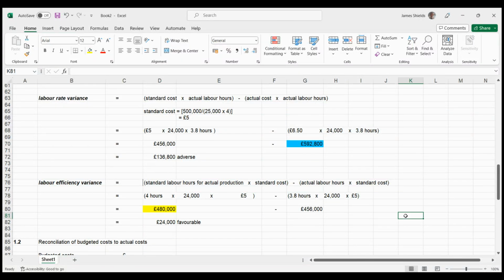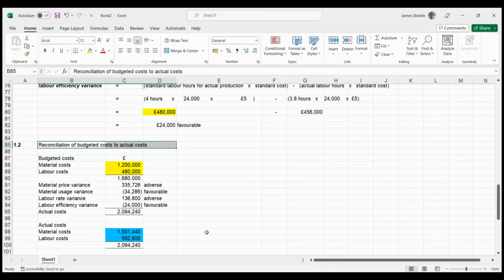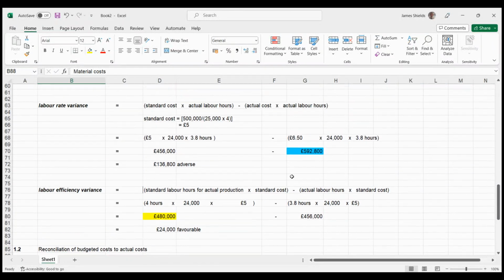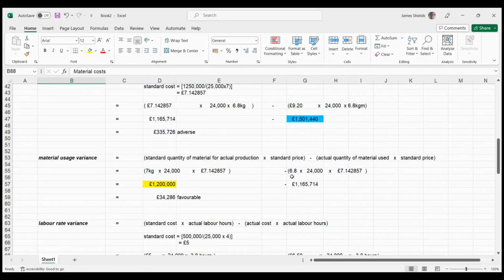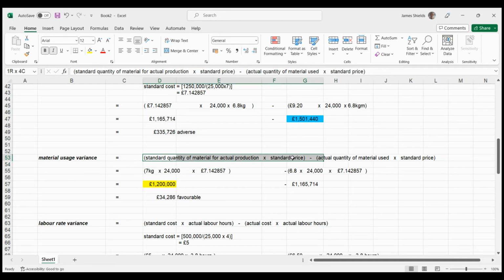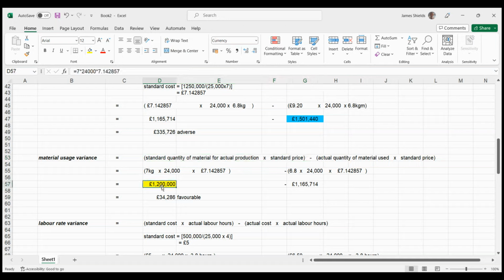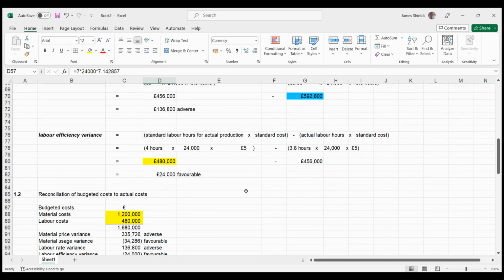So that's the first part of the question. Now, in the second part, you've got to reconcile the budgeted costs to the actual costs. So the first thing we need to know is what are the budgeted costs. So the budgeted cost of material, well, go back to part 1 now. You go to your material usage variance. We've got a standard quantity of material for the actual production times the standard price, and that comes to £1,200,000. So that's basically the budgeted costs for material.